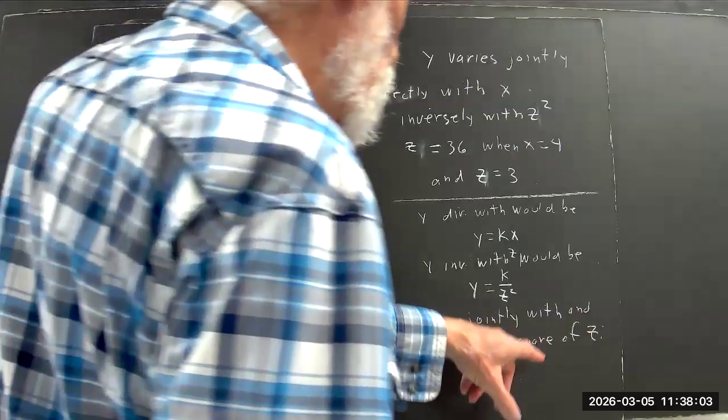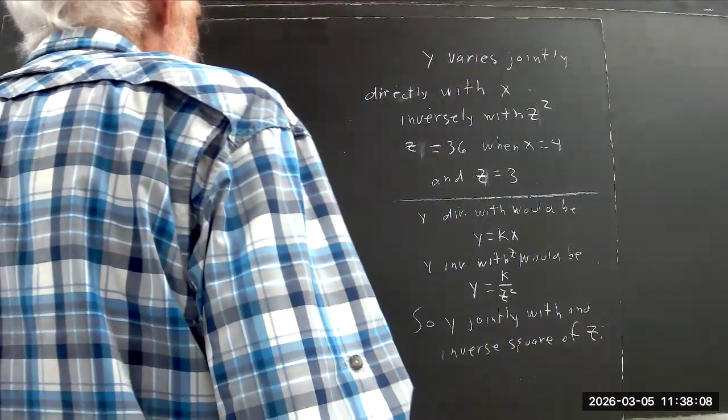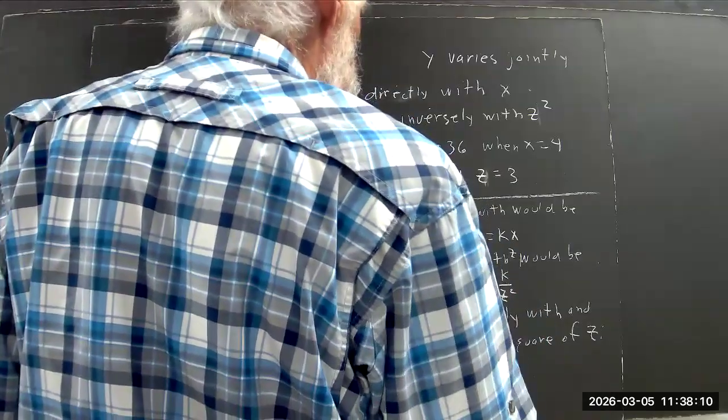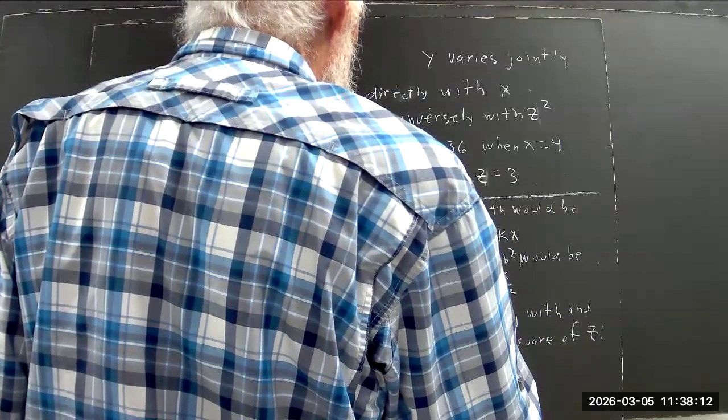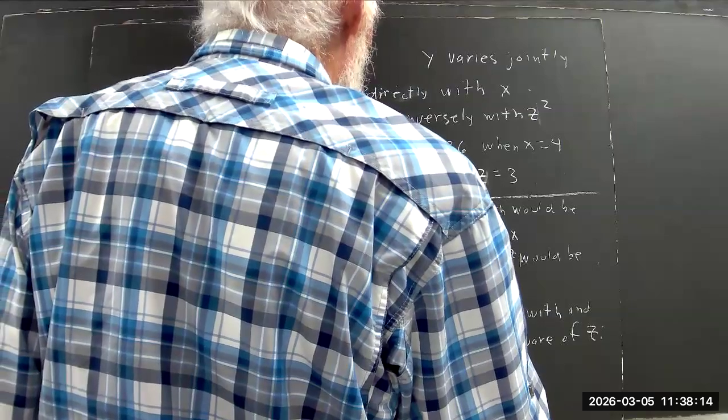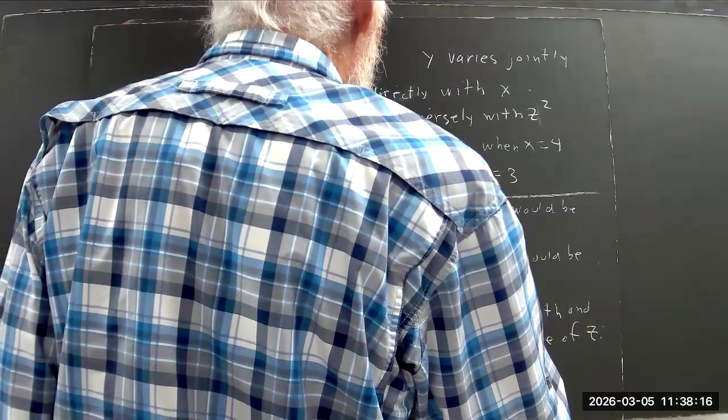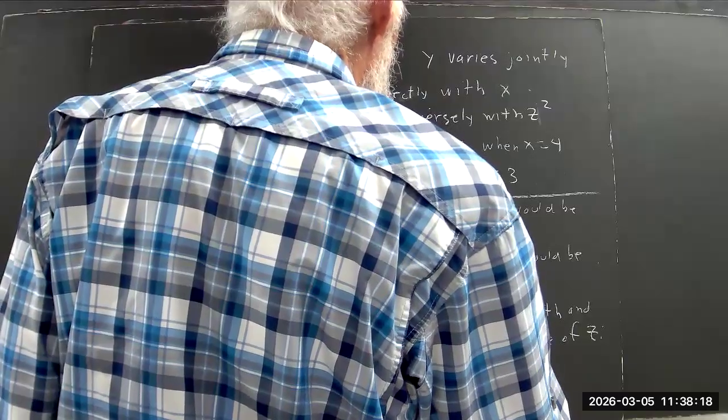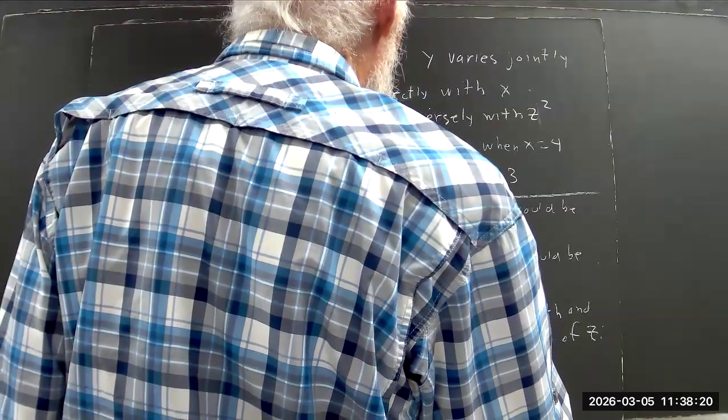So y varying jointly with x and the inverse square of z could be written as y equals kx over z squared.